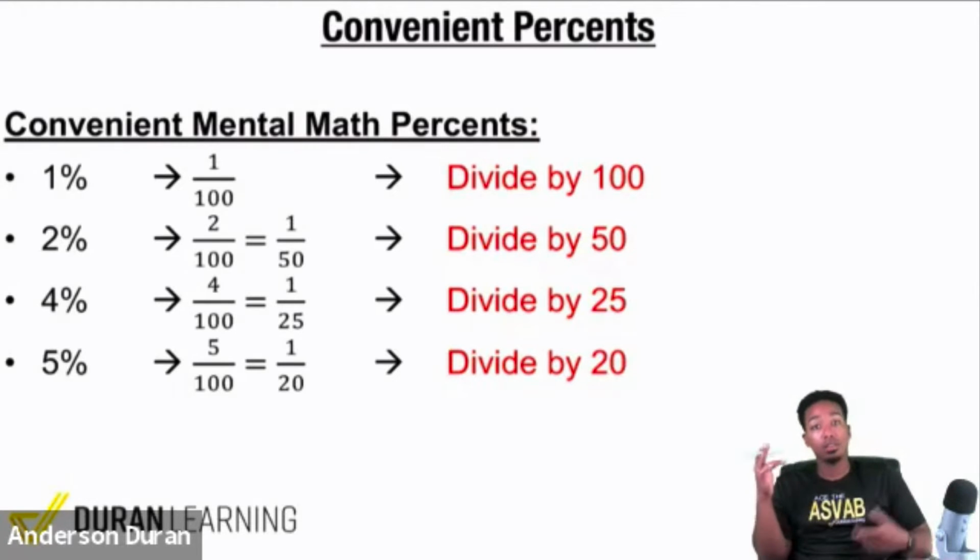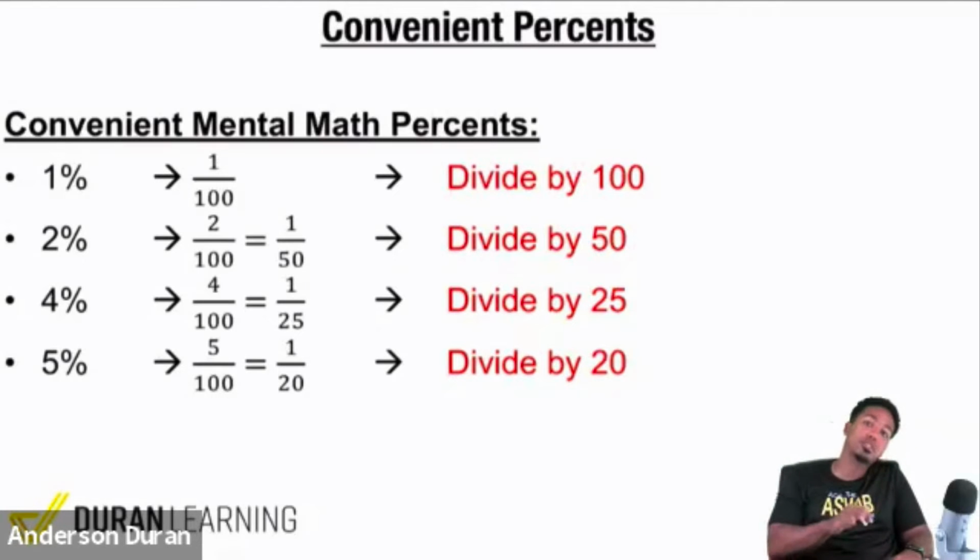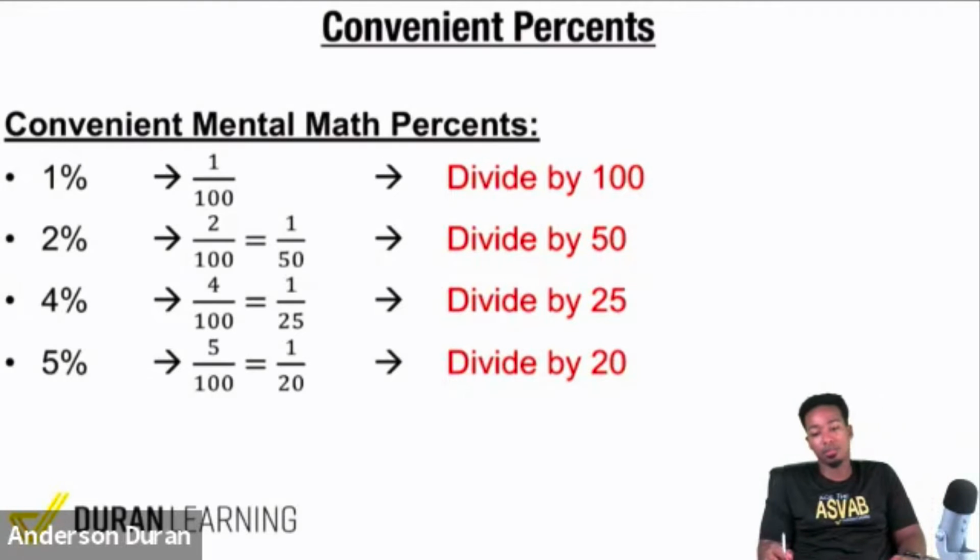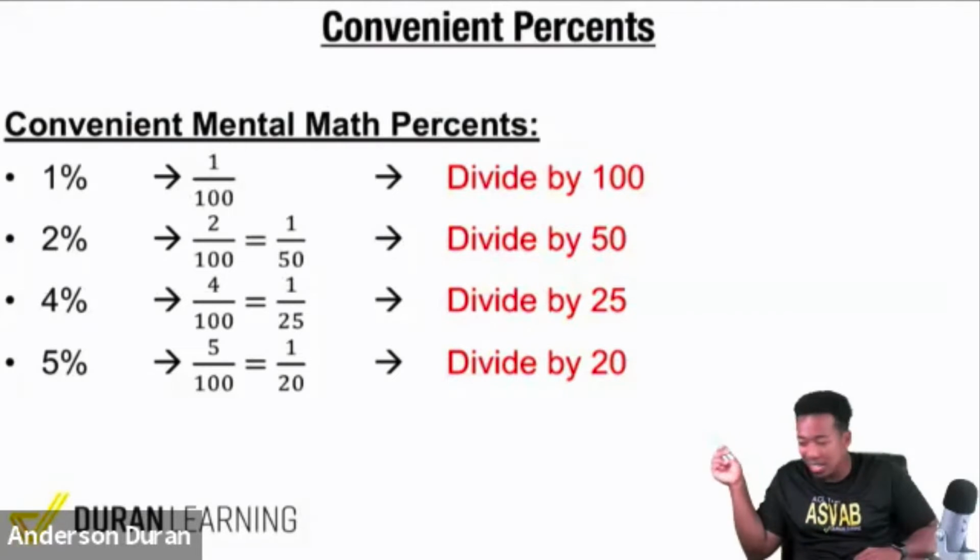4%, well, 4% times 25 gives you 100. So to find 4%, you would divide by 25. Lastly, with 5%, well, 5 goes into 100 20 times. So 5% of a number is the same as dividing by 20. So yes or no, does this make sense, everybody?